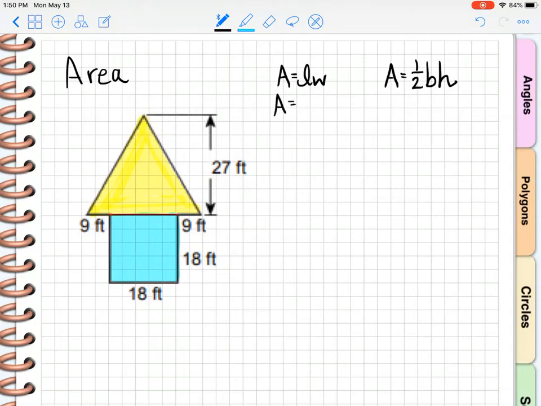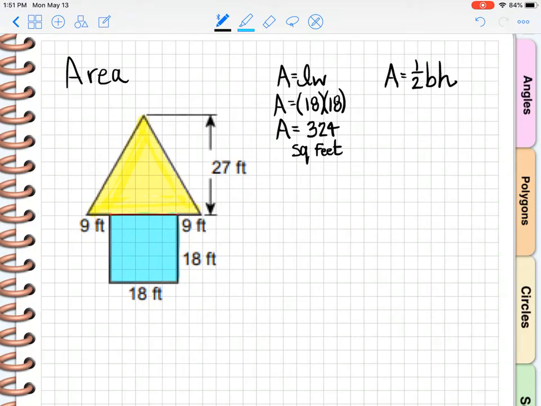And the square, again, is an 18 by 18. That is the easier of the two. So let's go ahead and get that. I believe it's 324, but let me double check. Yes. So that is 324 square feet for our square. The blue part alone is 324.